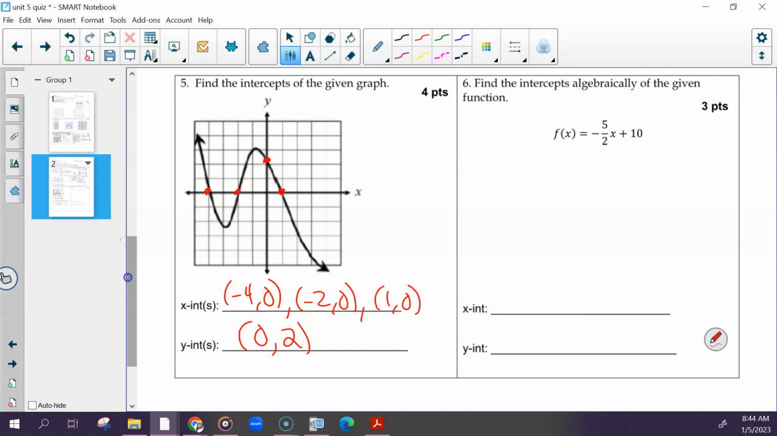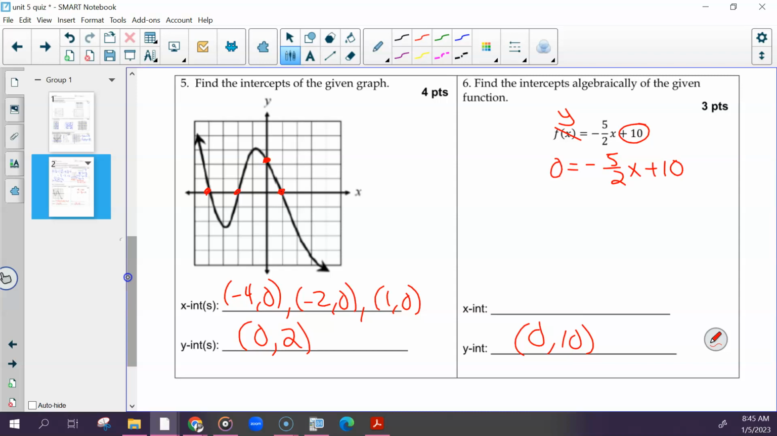And then for 6, most of you got the y-intercept correct because it's whatever is here. Make sure that's 0, 10. For the x-intercept, you need to show your work algebraically. Remember that f of x is the same as y, so you could rewrite it as such. In order to have an x-intercept, our y value needs to be 0. So replace the y with 0 and then solve for x.